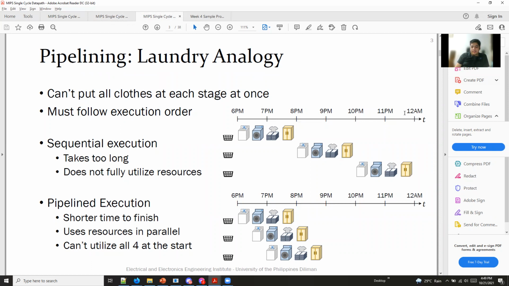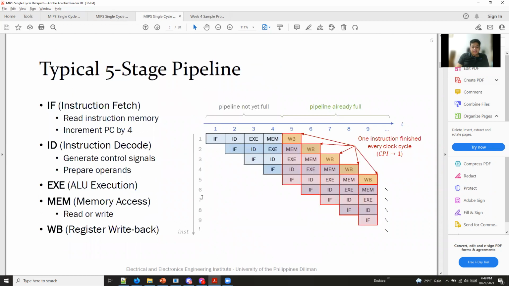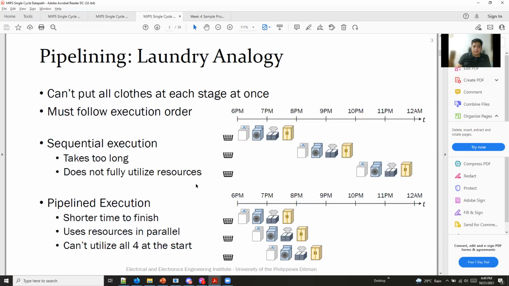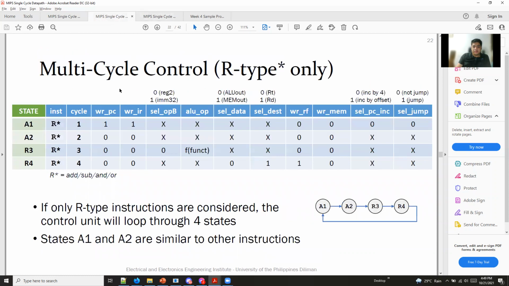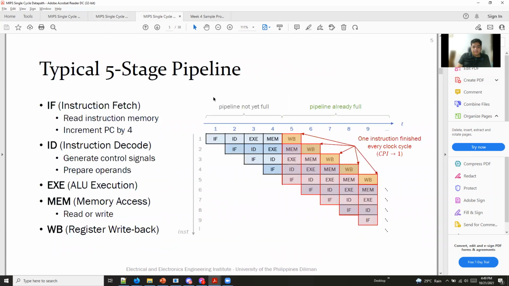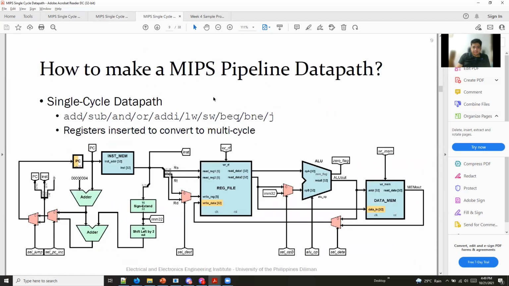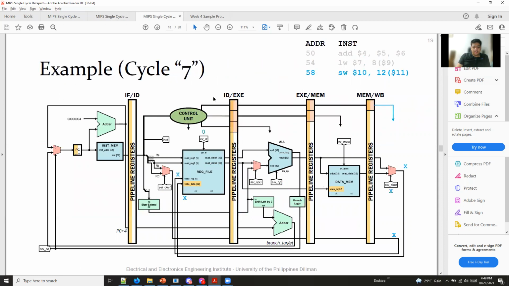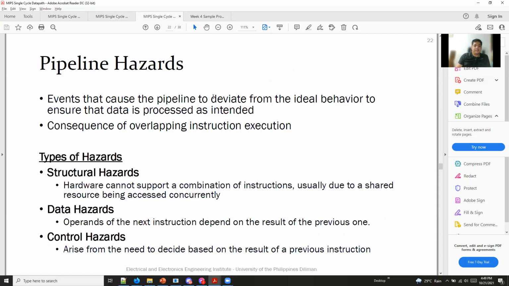So parang ito, from 6 a.m. to 12 a.m., tatlo yung nakapaglaba. Pero dito, from 6 a.m. to 9 p.m., tatlo rin yung nakapaglaba dahil nag-pipeline tayo. So medyo same lang naman yung control niya, almost entirely the same, with the multi-cycle na data path. Although yung difference kasi dito is pwede tayong magkaroon ng tinatawag na hazards, which causes the pipeline to deviate from its ideal behavior.